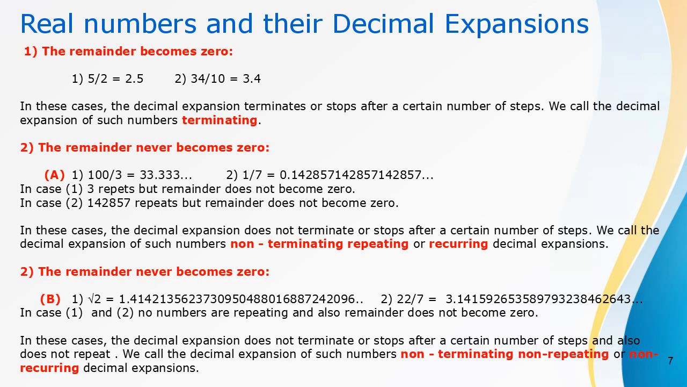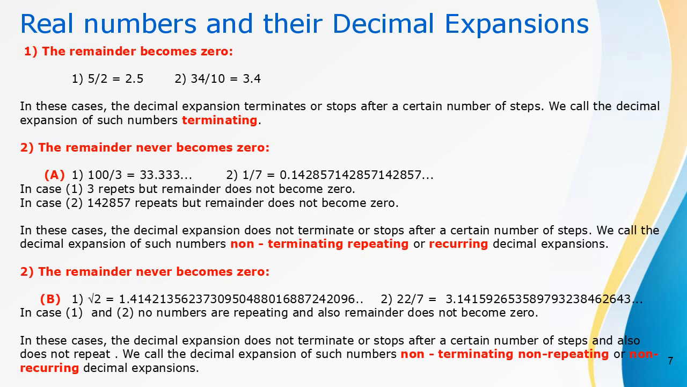And in case 2, 142857 repeats but the remainder does not become 0. In these cases, the decimal expansion does not terminate or stop after a certain number of steps. We call the decimal expansion of such numbers non-terminating repeating or recurring decimal expansions.